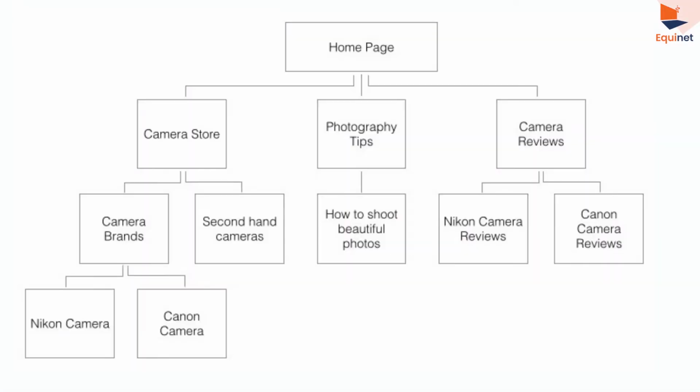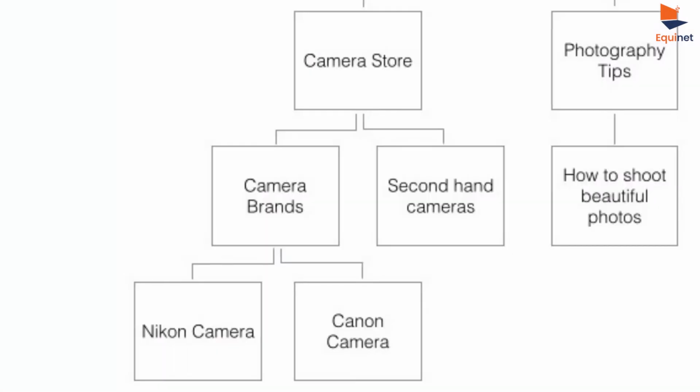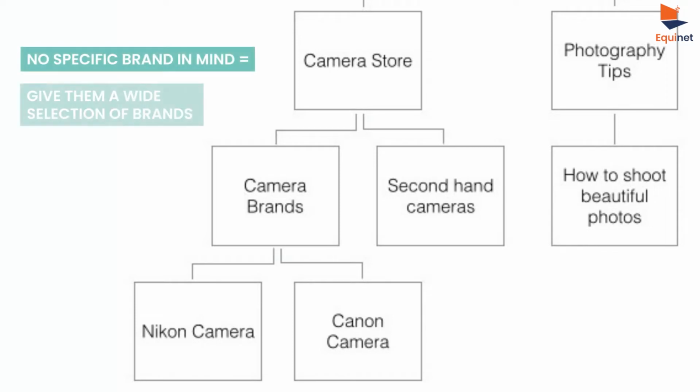Now, let's take a look at the flat site architecture for this camera store. You can buy cameras, check out tips for photography, read camera reviews, and so on here. Which page do you think will rank best for the search term buy cameras online? For this search term, camera store will be the best page to target for SEO rankings. Since buy cameras online is the search term with no specific brand in mind, you should bring a visitor to a page with a wide selection of different brands of cameras.